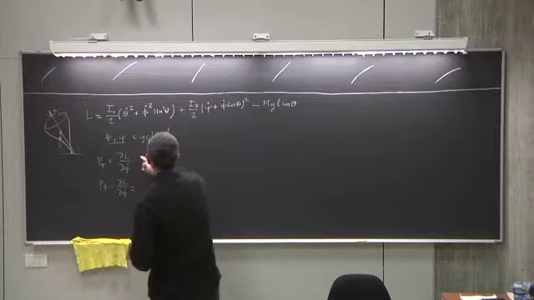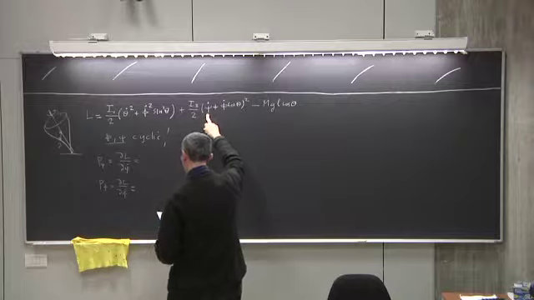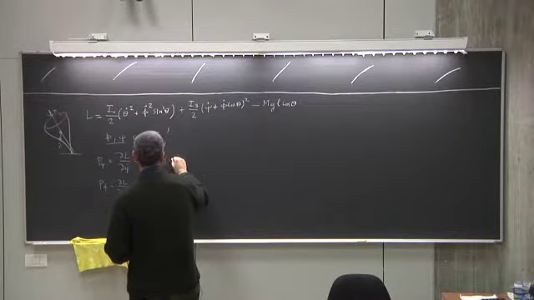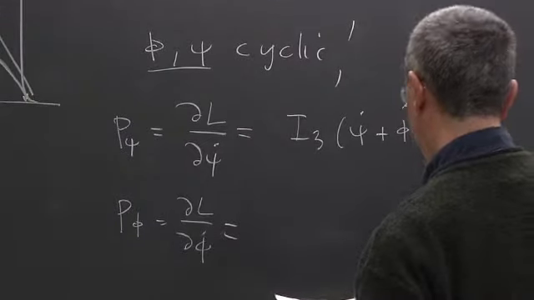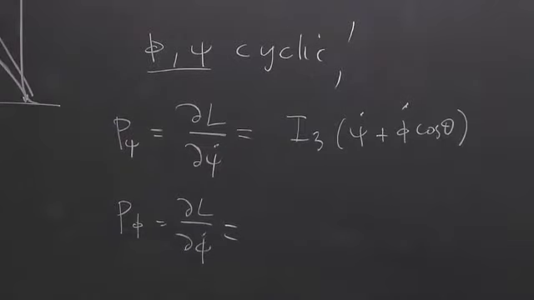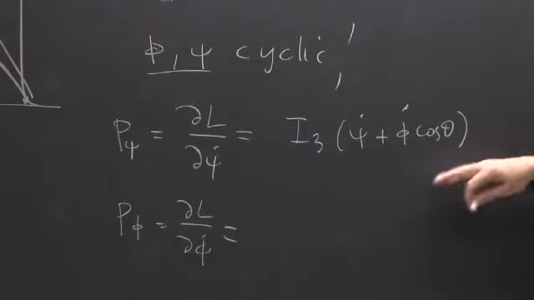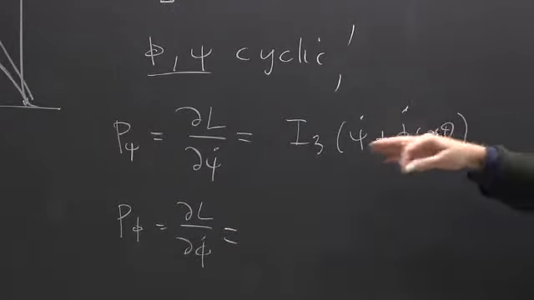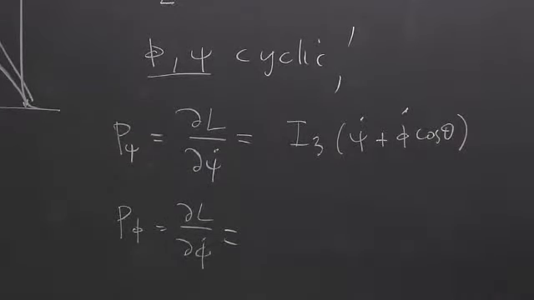So I have to take the derivative of L with respect to psi dot. So you see psi dot is only here. So it's going to be I3 times psi dot plus phi dot cosine theta. Okay? So this is going to be a constant quantity in time. That means this combination is going to be time independent, so that if you take the total derivative of this with respect to time, this vanishes. So I can give a name to this, okay?